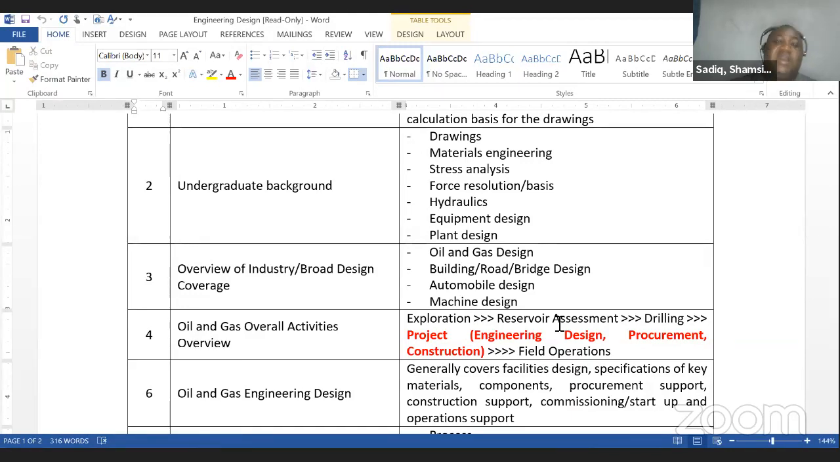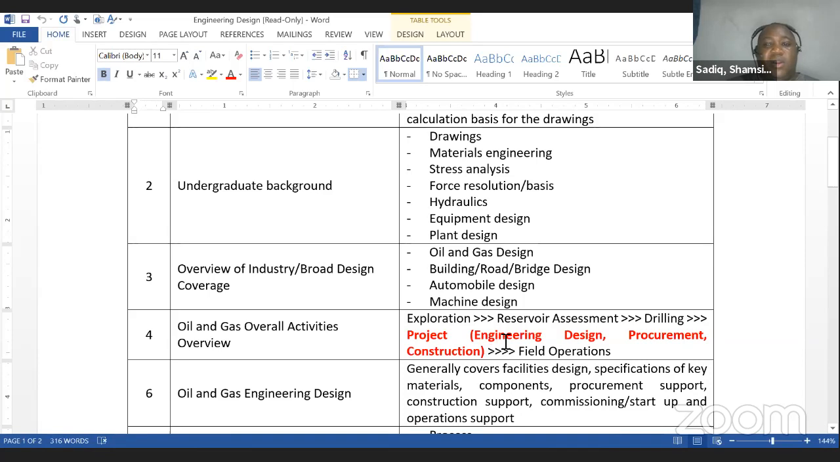The project team are the ones that will construct the facility. They will design, procure the facilities, construct and install them. Then after that, another group of people will come that will operate it, the field operation guys. So that is where engineering design falls in the oil and gas scheme.